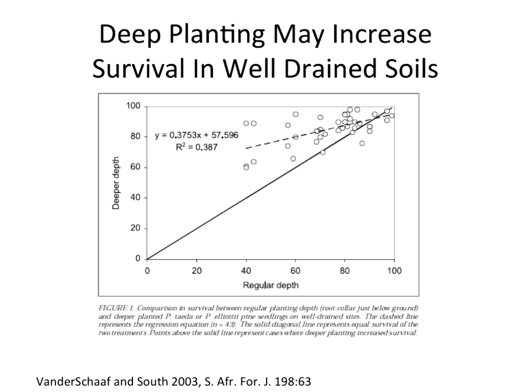These are some data that Curtis Vandershoff and David South have showing survival of seedlings planted at regular depth versus at deep depth. And this is the 1-to-1 line. So if you had similar survival of deep and regular planted seedlings, they would fall along this line. And what you see is that seedlings planted at deeper depths had greater survival. So on these well-drained soils, planting deeper resulted in greater survival.